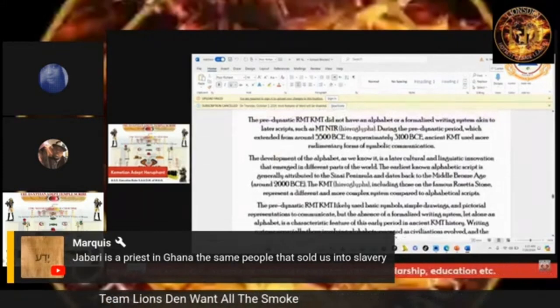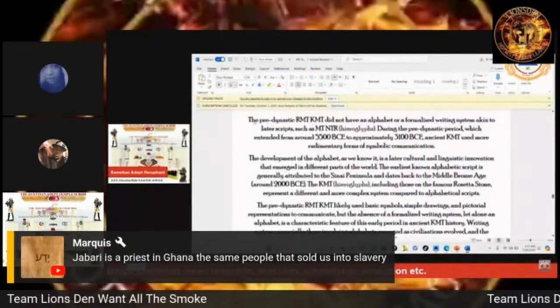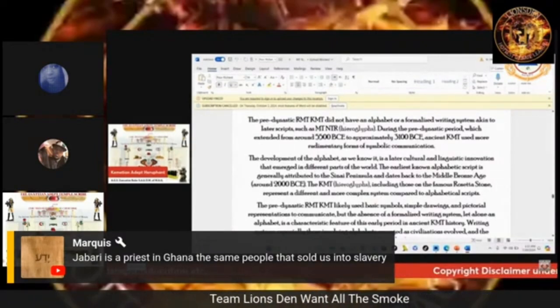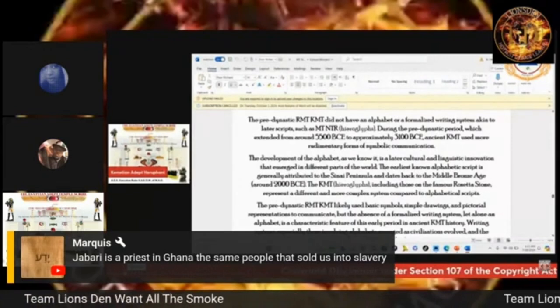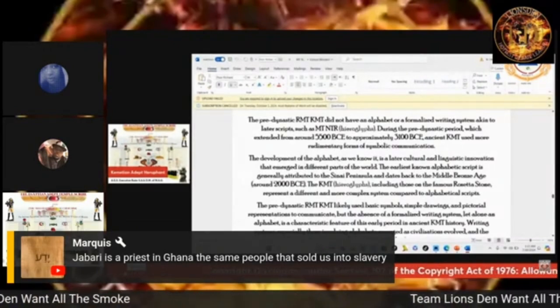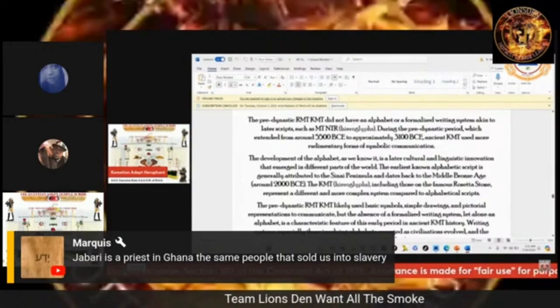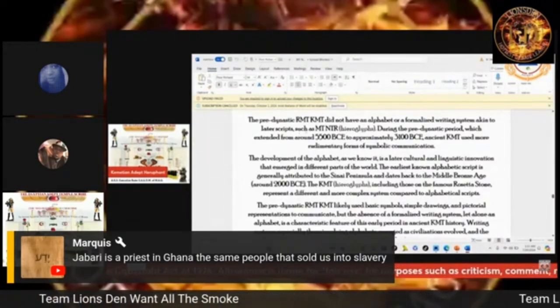I'm going to give y'all a little bit more, and I ain't going to show you everything. But it says the pre-dynastic Remet Kemet did not, and that's the people of Kemet. I'm calling them by what they is. I ain't saying black people and all that stuff. The Remet Kemet is what I'm referring to them as. That's who they are, the people of Kemet. They did not have an alphabet or formalized writing system akin to later scripts, such as Medu Neter and hieroglyphs.